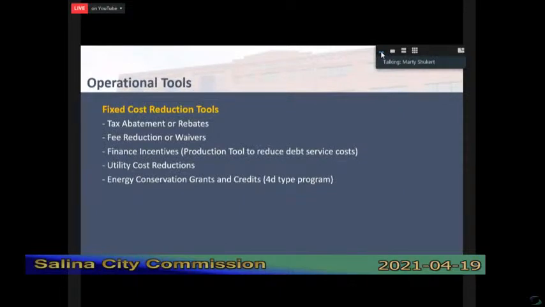Operational tools. These deal with the operations side of the fence. So rebates and tax abatements, tax rebates like the NRP fit squarely within this, because these are dollars that are off the operating side of the ledger, taxes that you get back, and so they don't have to be paid by residents or owners or tenants.